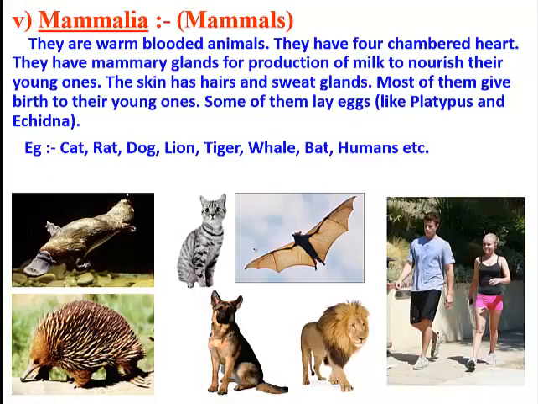And now look at the last one, mammalia or mammals. Mammals are also warm-blooded, and they have a four-chambered heart. They have mammary glands for the production of food. The mammary glands help in breastfeeding the young ones, and the skin has hairs and sweat glands. They give direct birth to the young ones, which is considered the viviparous nature. And some of them exceptionally lay eggs. Example: platypus and echidna. So these two, remember, platypus and echidna, lay eggs. This is also a probable question in most of the exams.